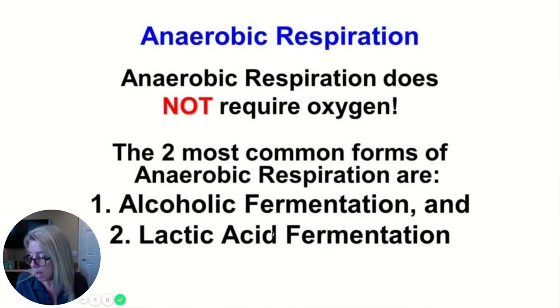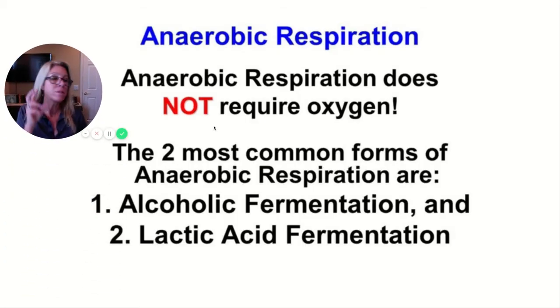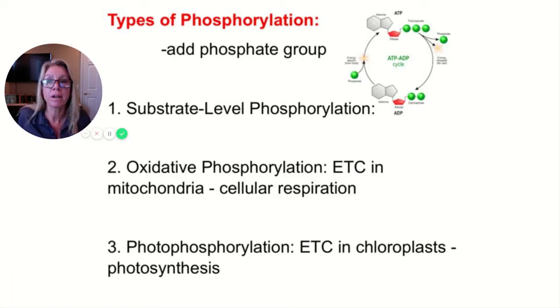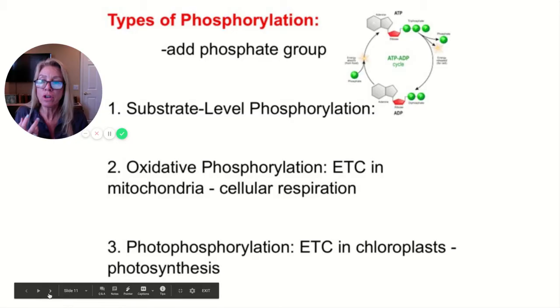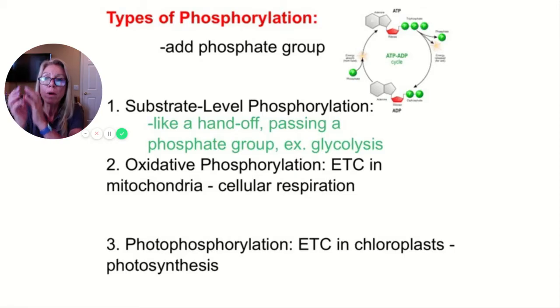All right, now, the third thing I want to talk to you about on your overview are just the types of phosphorylation. So right here, this third one is the review one, all right? These first two are going to be new to what we're talking about here in your mitochondria. So on the types of phosphorylation, the first one is substrate level phosphorylation. Basically, this is just a handoff. So here you can see it's just passing a phosphate group from one molecule to another.